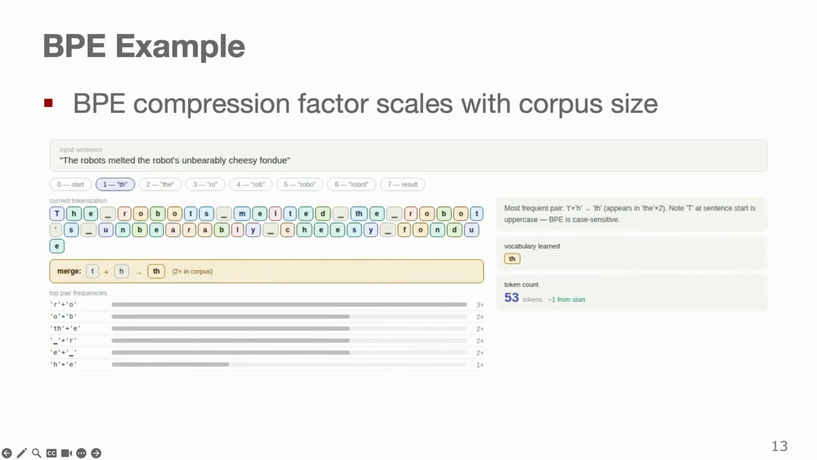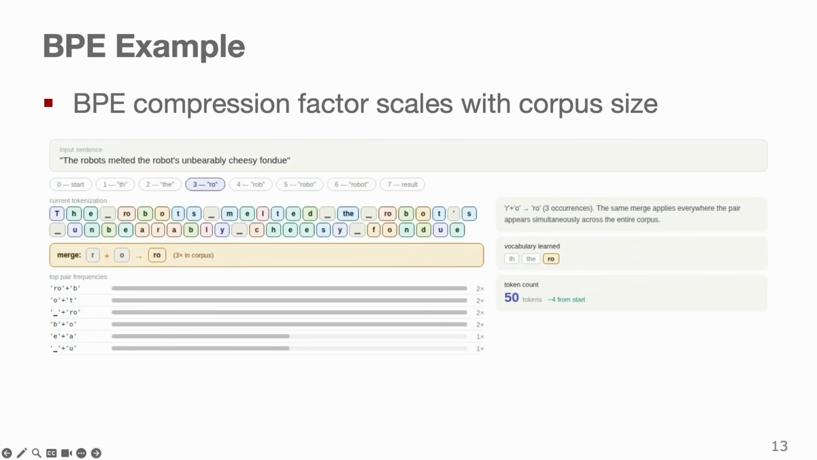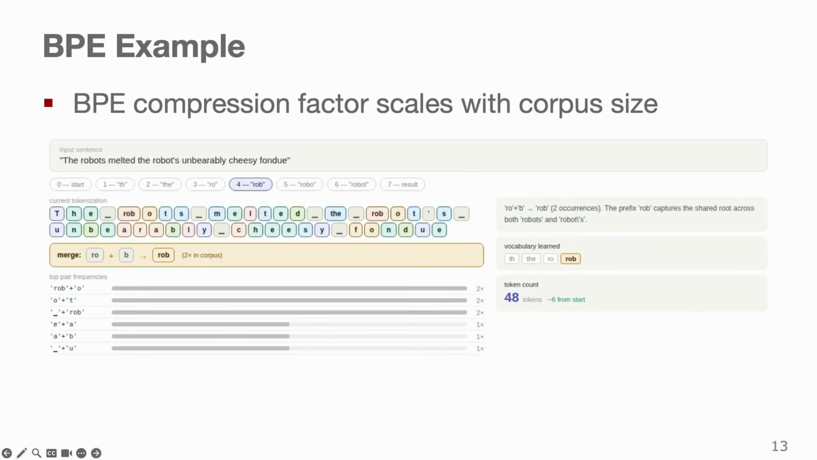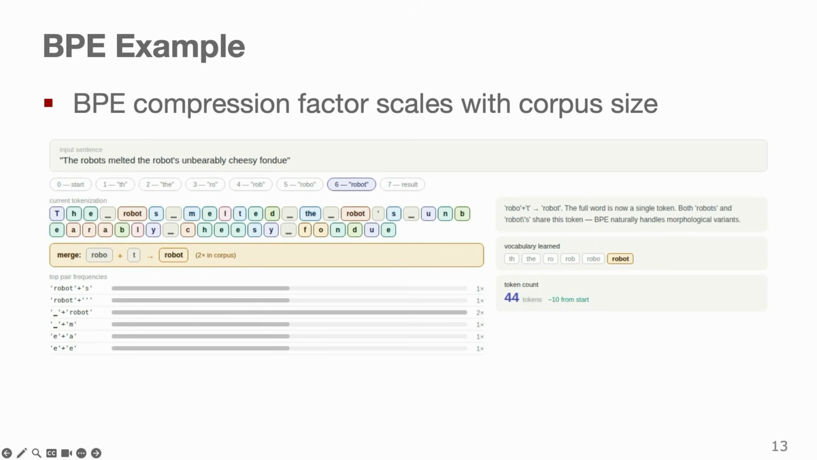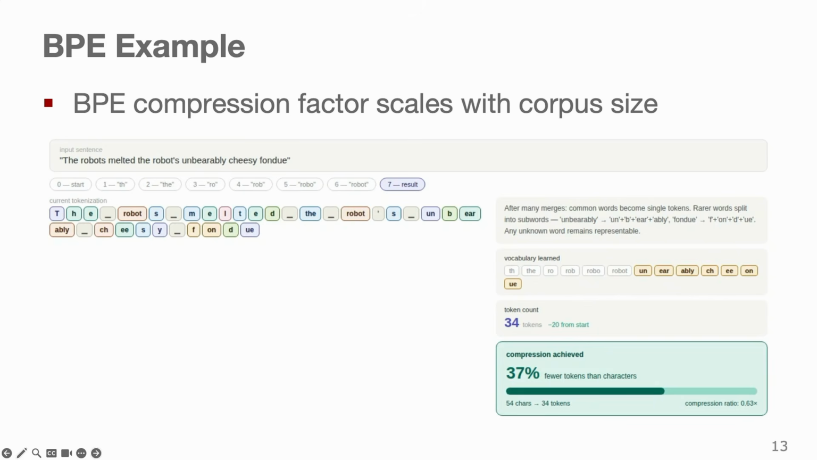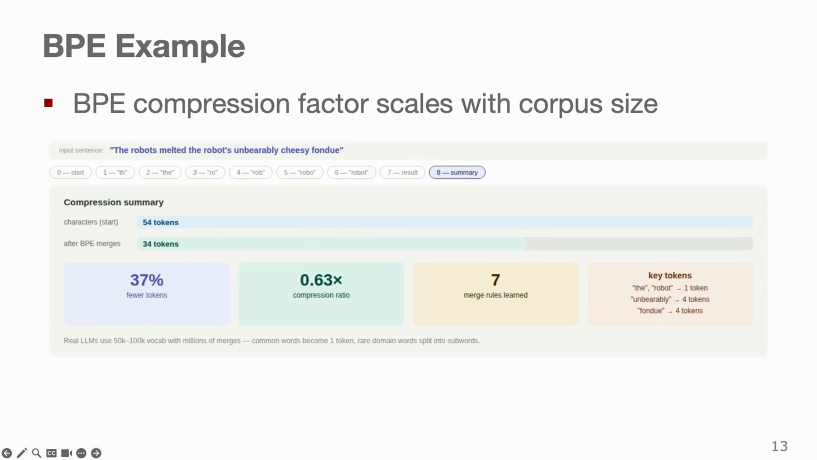Here is a concrete example for one sentence. The robots melted the robot's unbearably cheesy fondue. And here in this animation, you can see how BPE works on this single sentence and how the subword tokens get merged. The result is that we go from 54 characters compressed down to 34 tokens, a 37% reduction, so that's great.